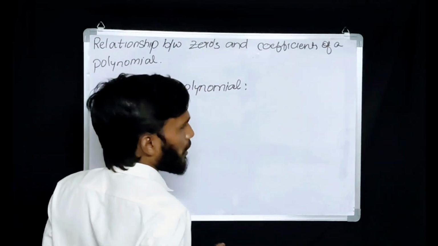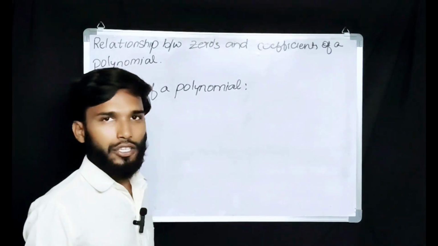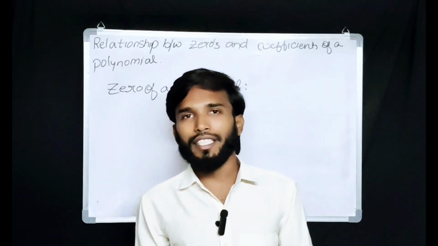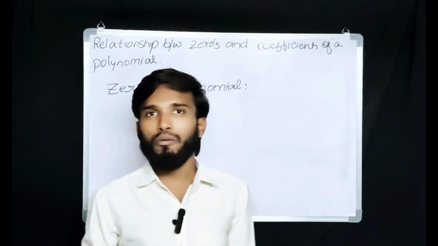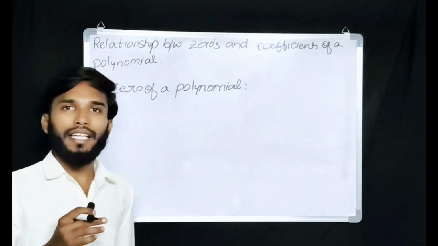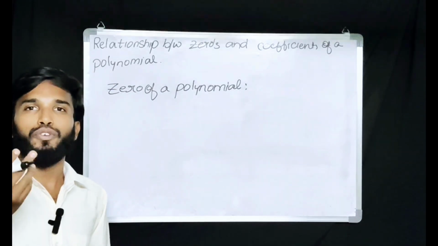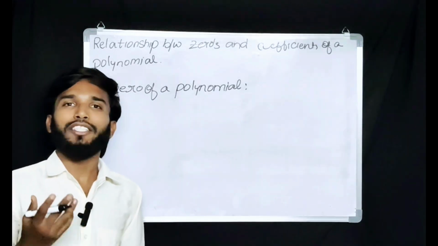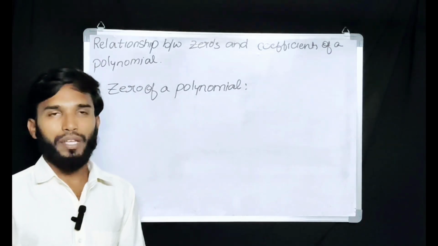Zero of a polynomial is nothing but a value. When you substitute that value in the polynomial, if the entire polynomial becomes zero, then the value which you substituted in the polynomial is known as the zero of the polynomial.